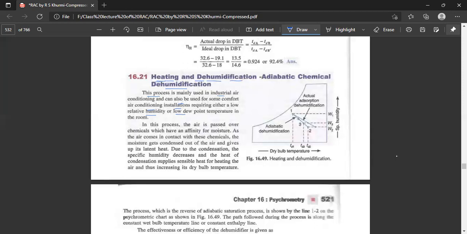The incoming air is passed over some chemicals which have an affinity, the ability to absorb moisture. As the air comes in contact with these chemicals, the moisture it contains gets condensed out of the air and is absorbed by the chemicals. In the process of condensation, it gives away latent heat. Due to condensation, the specific humidity, the amount of moisture present per kg of dry air, decreases, and the heat of condensation supplies sensible heat for heating the air, thus increasing the dry bulb temperature.